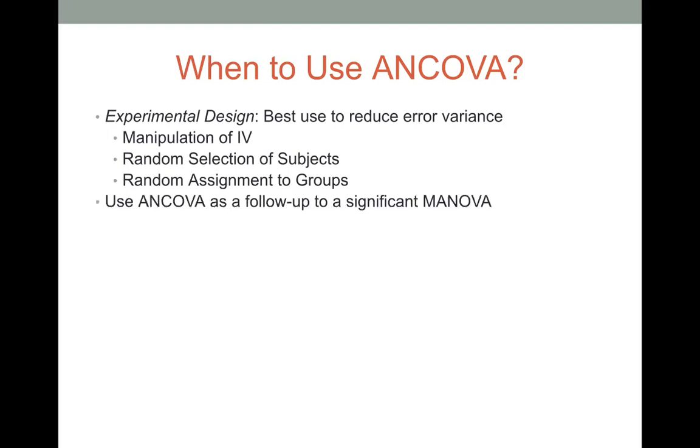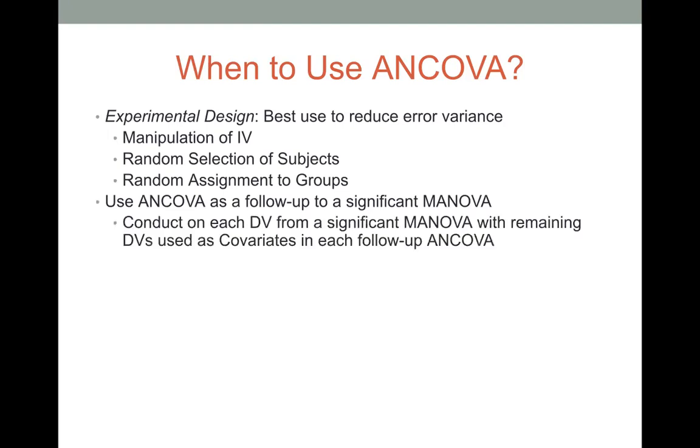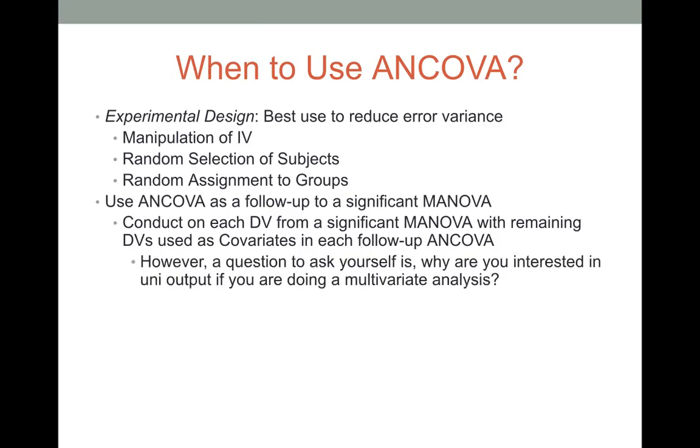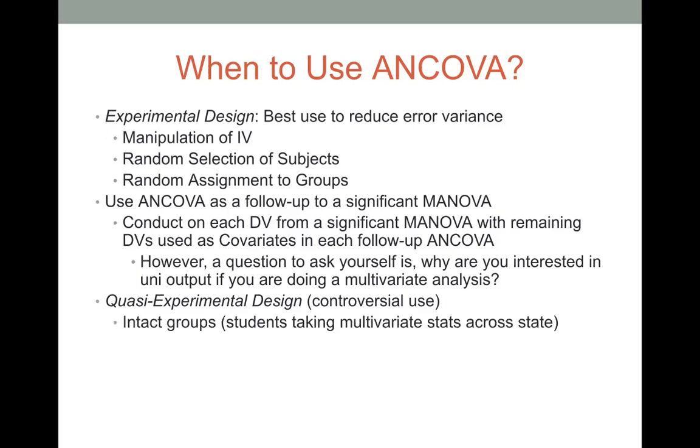Use ANCOVA as a follow-up to a significant MANOVA. You conduct it on each DV from a significant MANOVA, with the remaining DVs used as covariates in the follow-up. That is when you use it with a MANOVA. However, a question you need to ask yourself is, why are you interested in the univariate output if you are doing a multivariate analysis? It can also be used in quasi-experimental designs, but this is controversial. So don't use ANCOVA for quasi-experimental designs. It is very controversial.